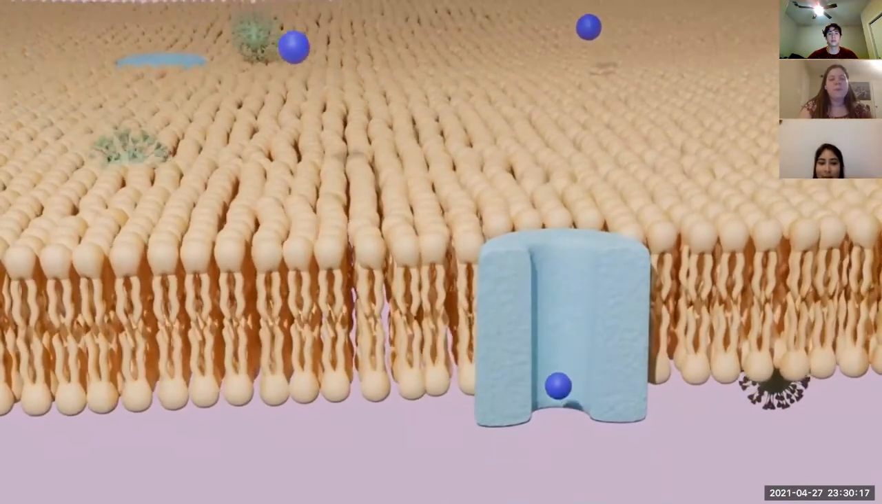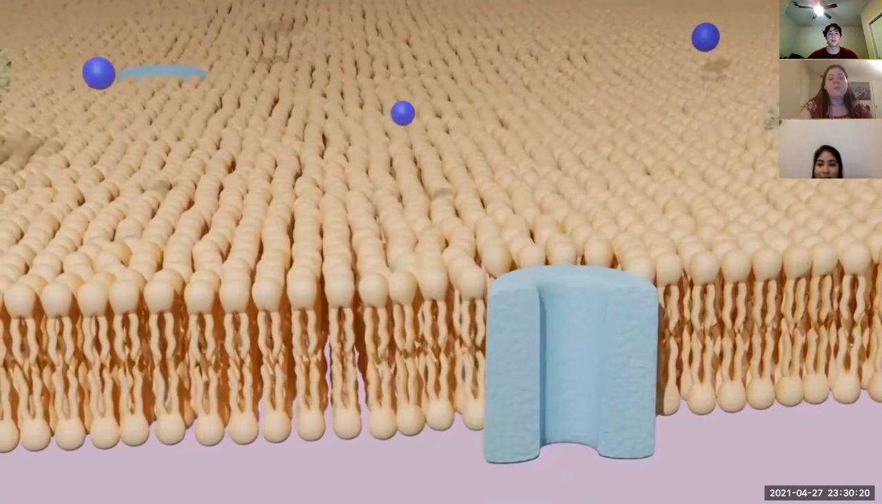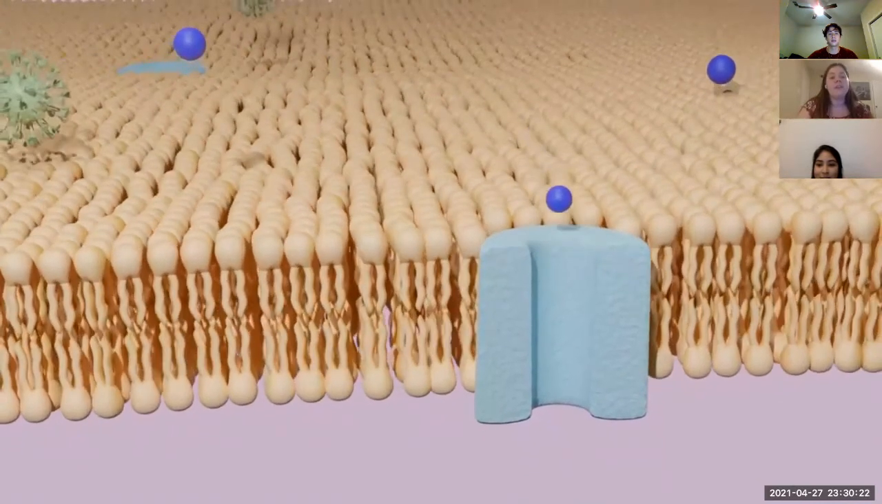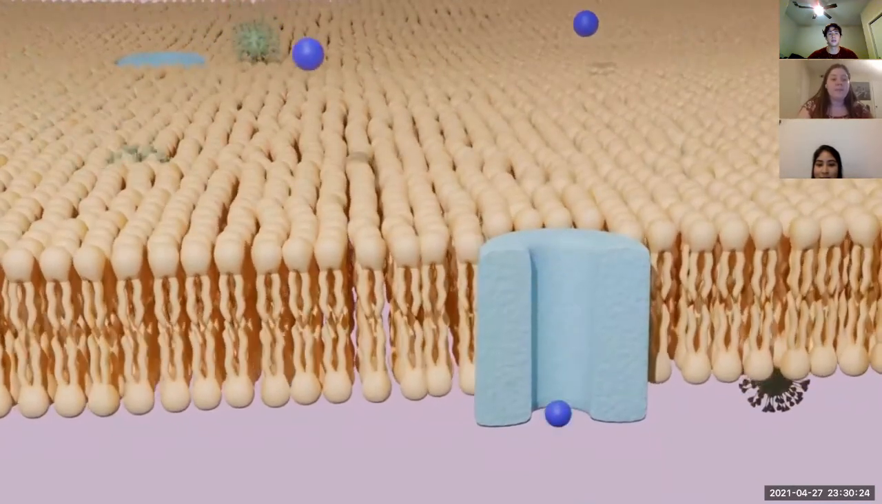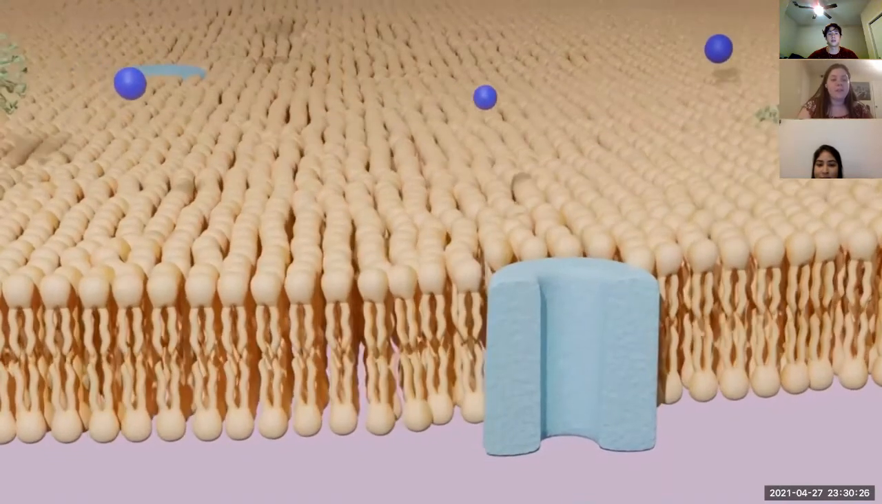Pumps in the cell membrane work based on chemical gradients, or how much of one solute is on one side and how much is on the other. The sodium-potassium pump works based on a chemical gradient and allows anesthesia to bind.